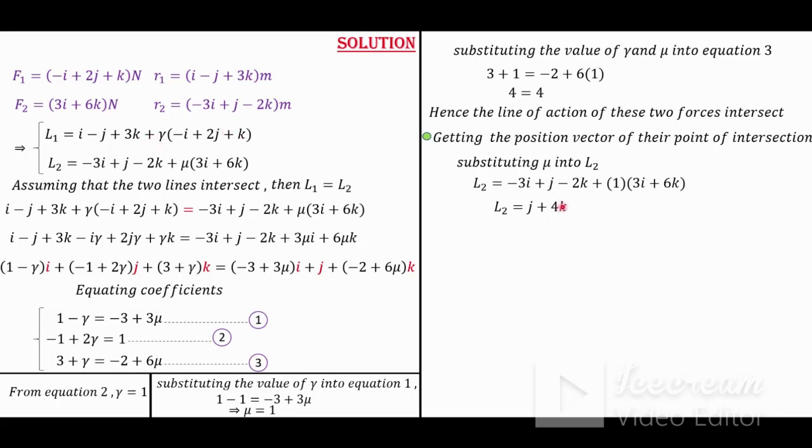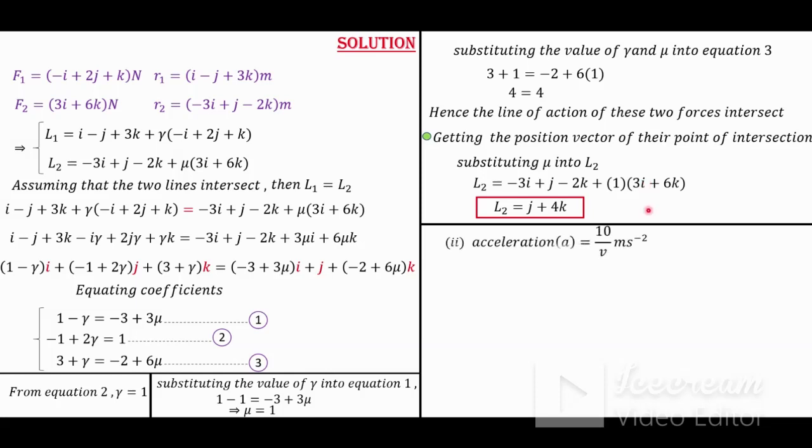You have clearly seen that even if you substitute the value of gamma into L1, you still obtain the same result. We therefore conclude that J plus 4K is the position vector of the point of intersection, which finally answers the first part of the question, question 6. Let us now move into question 6, part 2.